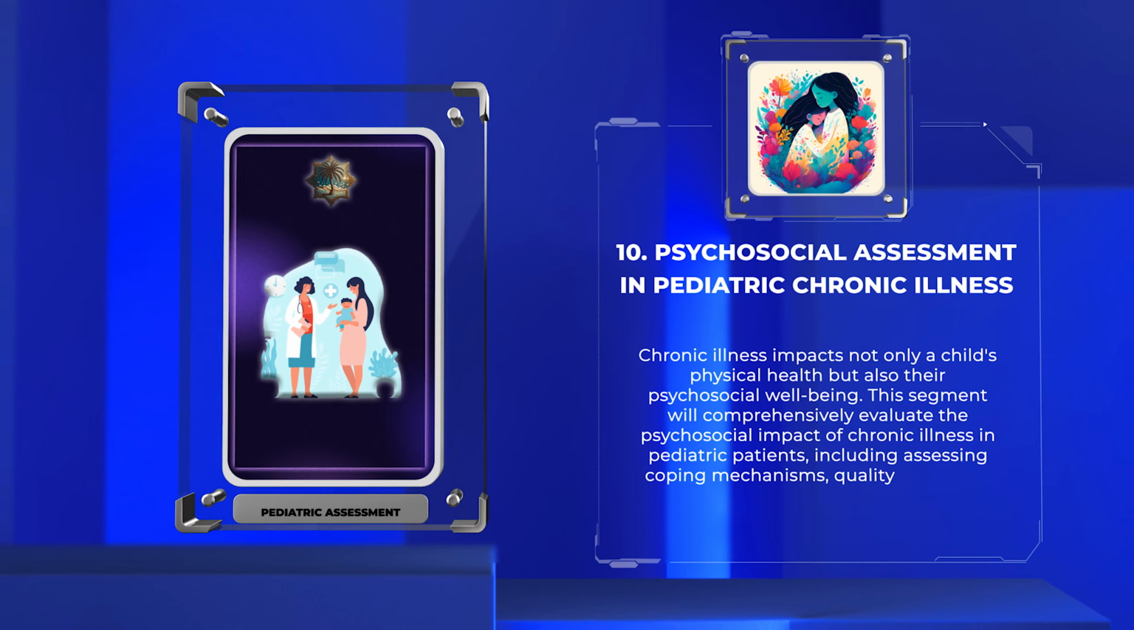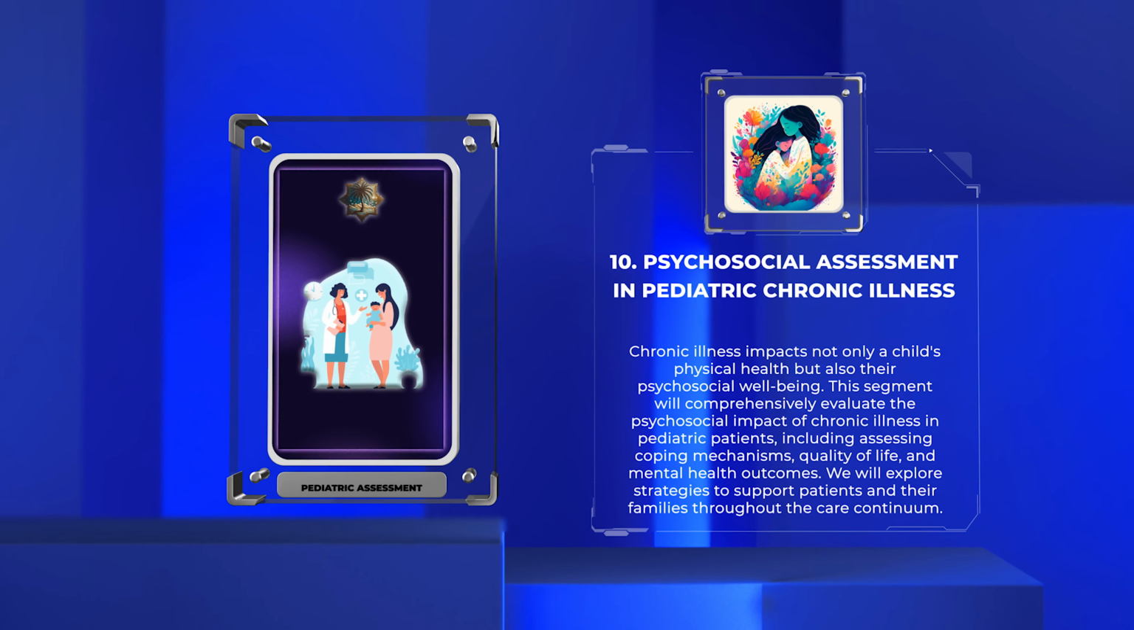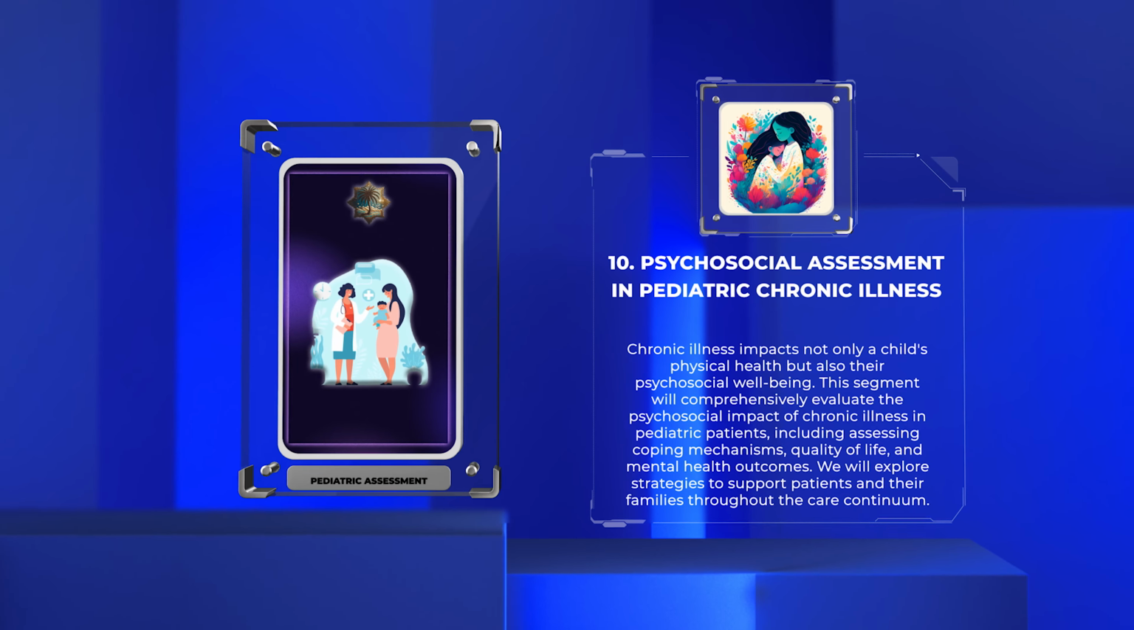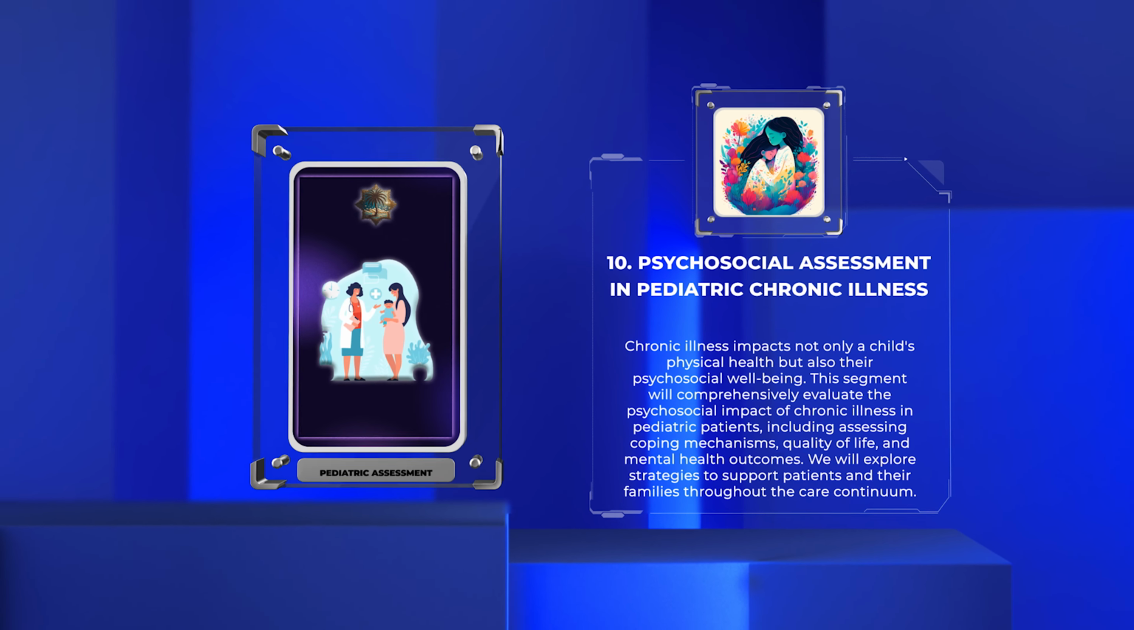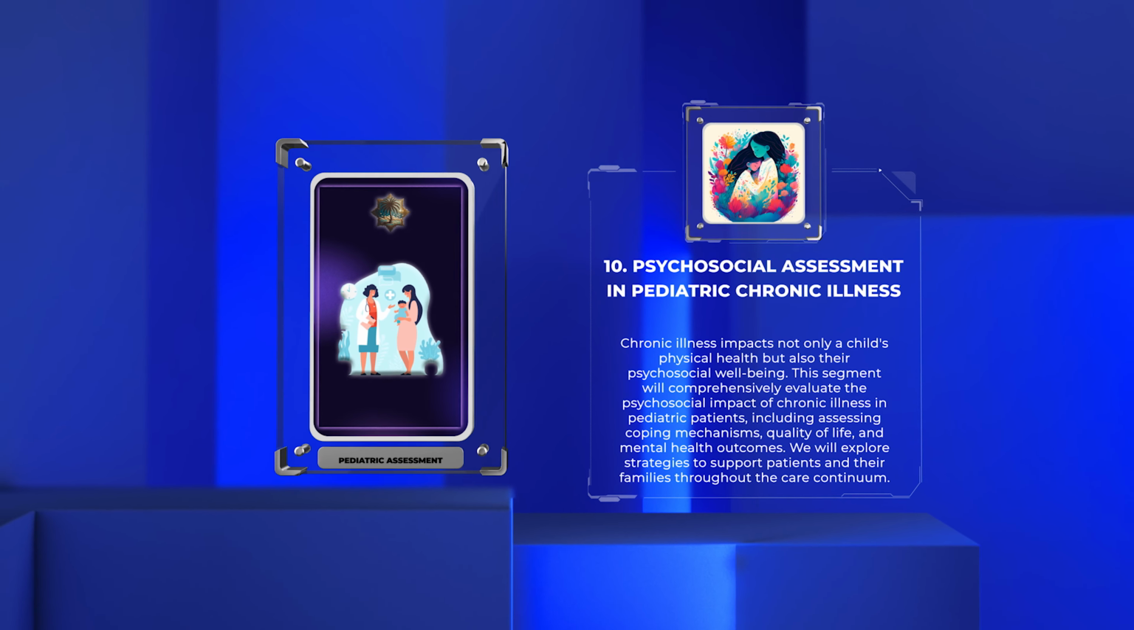Chronic illness impacts not only a child's physical health but also their psychosocial well-being. This segment will comprehensively evaluate the psychosocial impact of chronic illness in pediatric patients, including assessing coping mechanisms, quality of life, and mental health outcomes. We will explore strategies to support patients and their families throughout the care continuum.